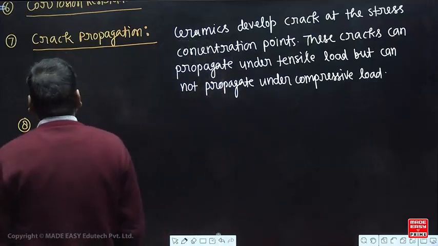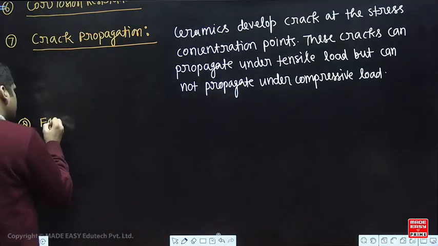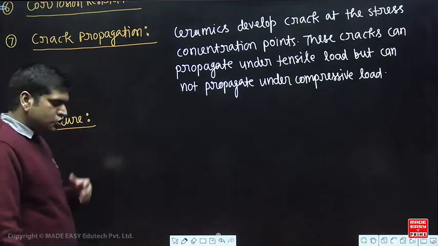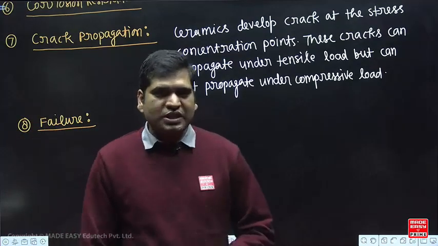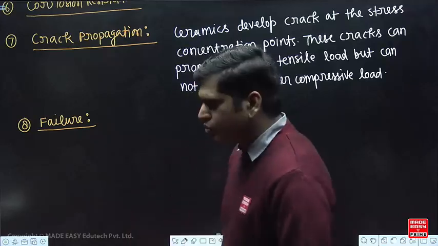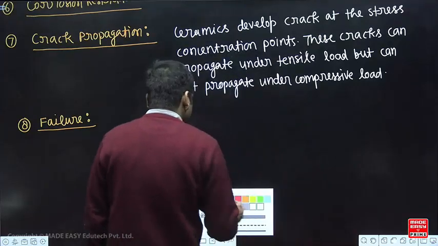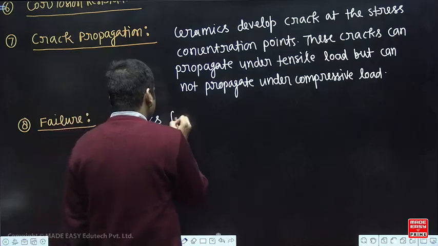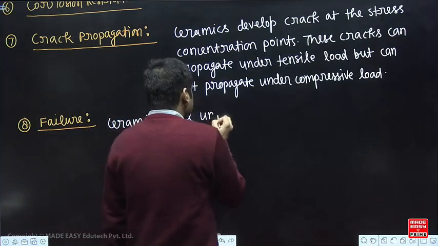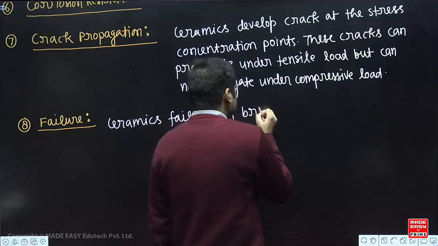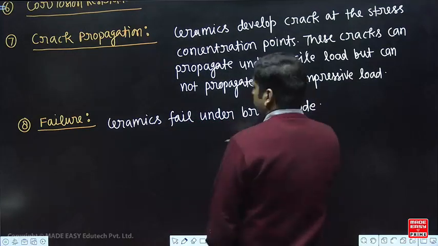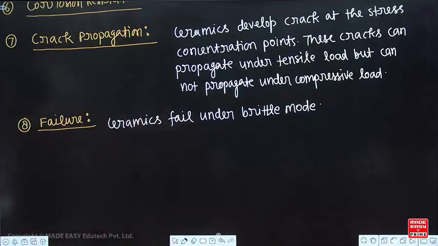Right. Next one, after crack propagation, is failure. Since this is a brittle material, sudden failure will take place. So ceramics fail under brittle mode. This is all about the mechanical properties of ceramic materials.